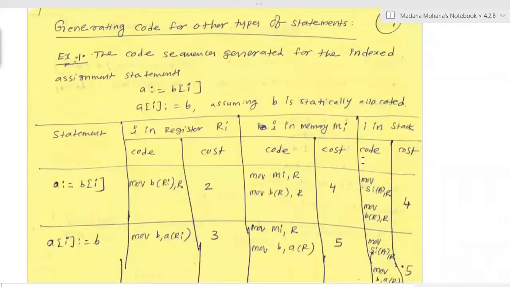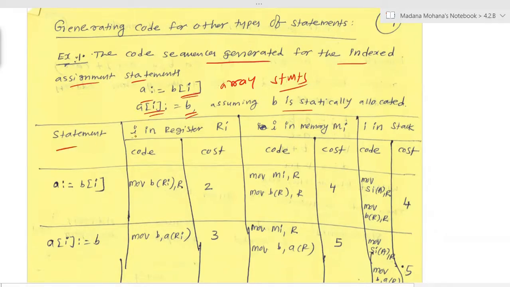Now by taking some other type of statements, these are all simple standard assignment statements, what we consider x = y op z format. Suppose array statements are there. Let us see the code sequence generated for the indexed assignment statements a = b[i], a[i] = b, assuming b is statically allocated. Now these are all array statements. An array statement is also one form of three address statement. Now let us see its code sequence.